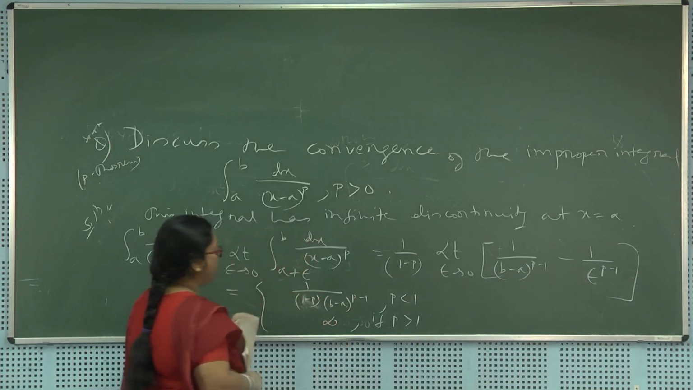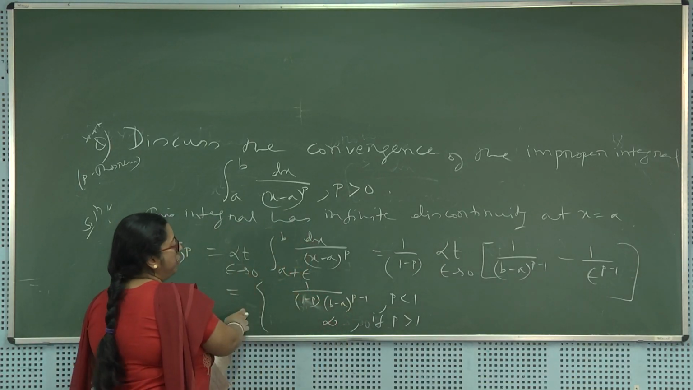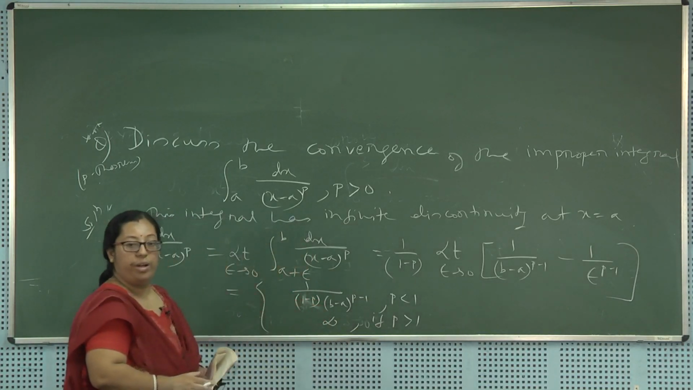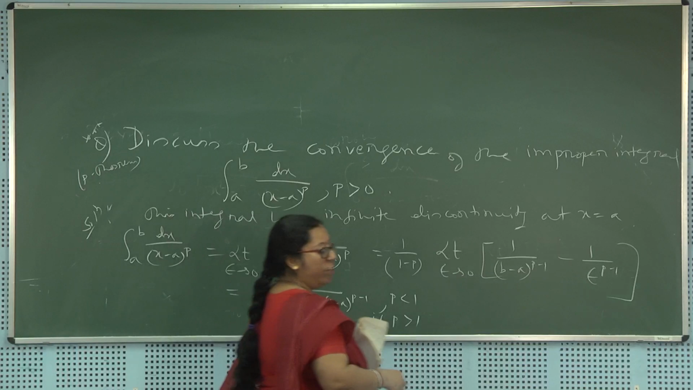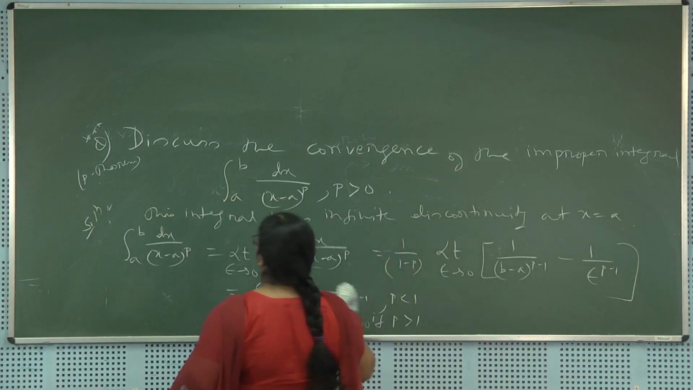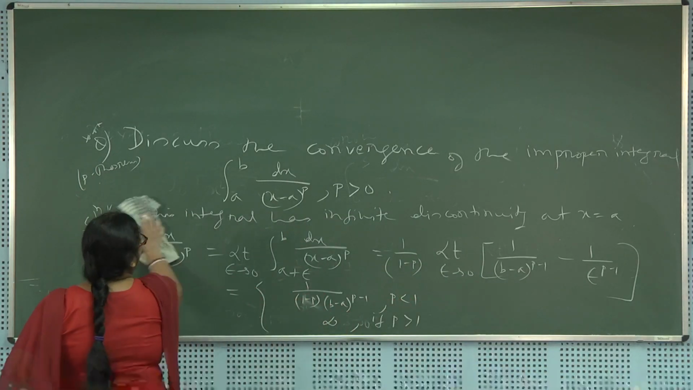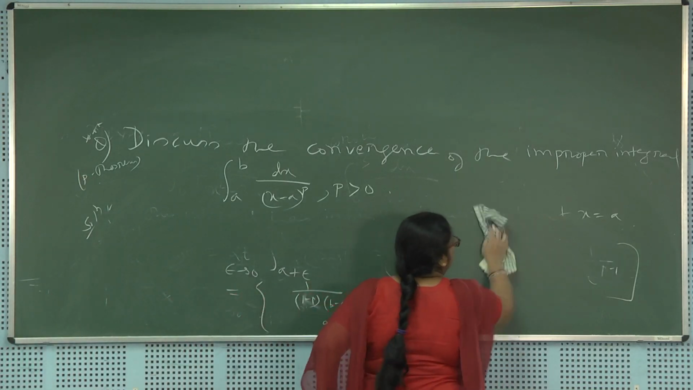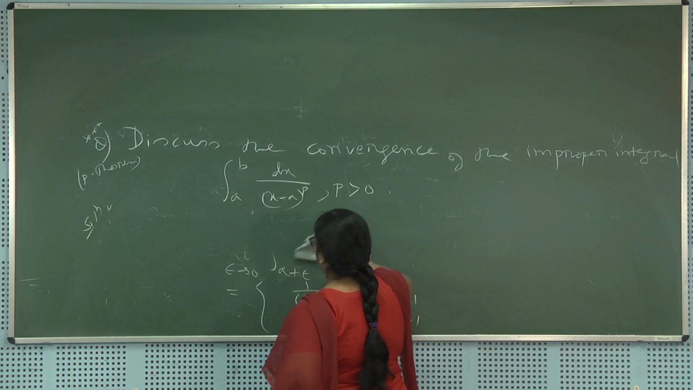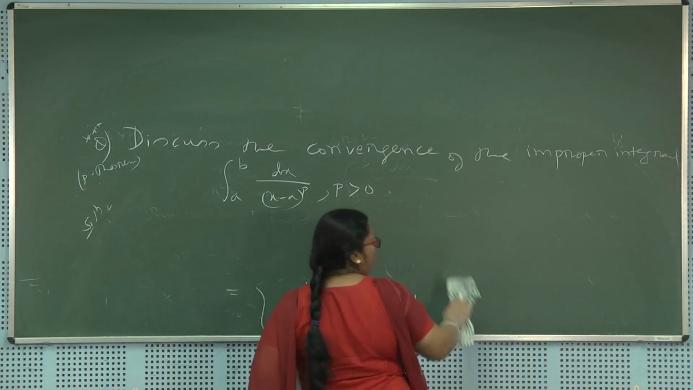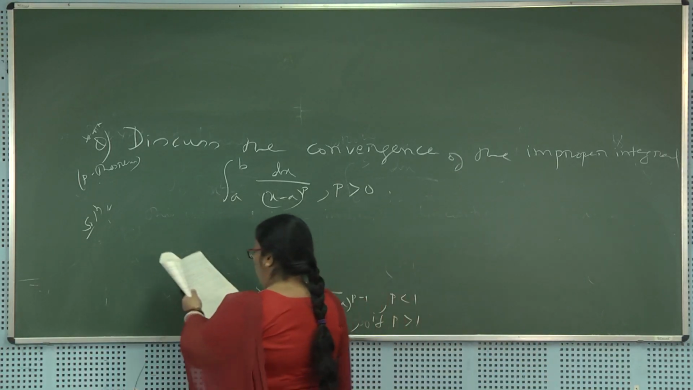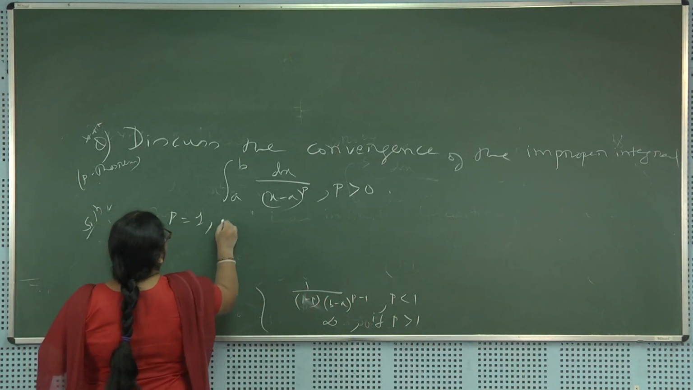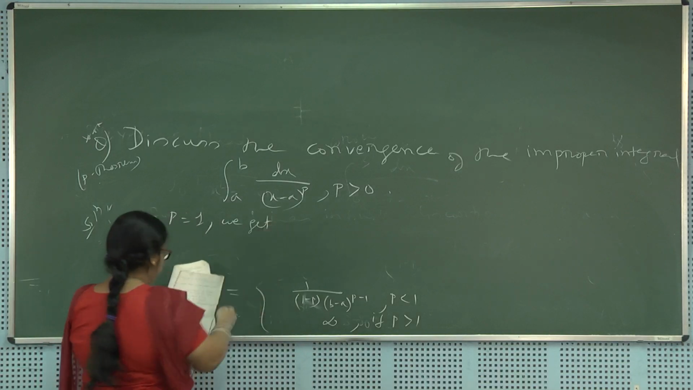So, here in this case it is the reverse. It will converge if p is less than 1, and diverge if p is greater than 1. But if p equal to 1, again we get it by direct substitution. So, for p equal to 1, we substitute it and see what we get.